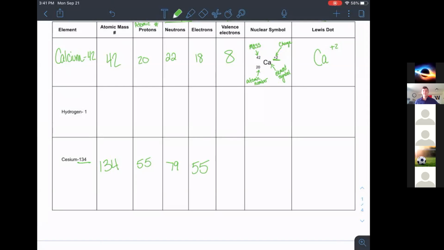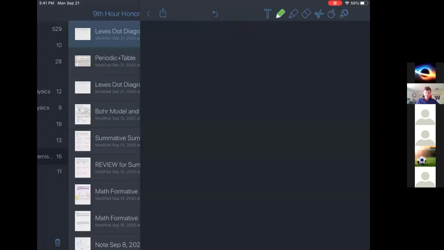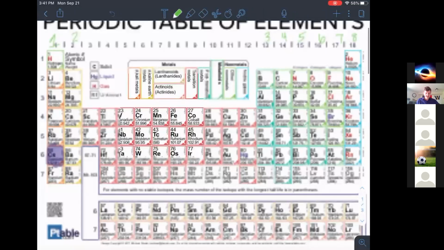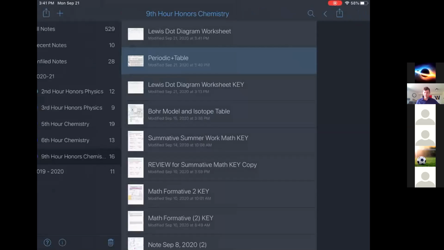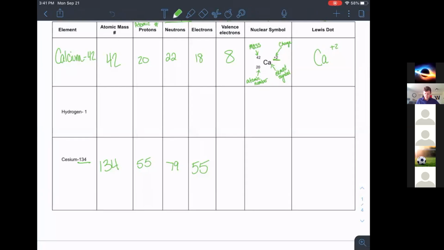All right. So now number of valence electrons. So we need to look. 1. Perfect. One. It's in that first column, which means it only has 1 valence electron or 1 electron on its outermost orbital or shell. So we're going to put 1 valence electron.